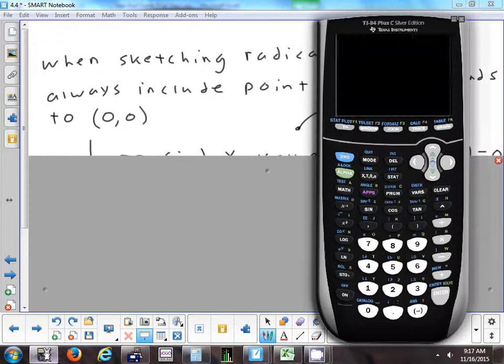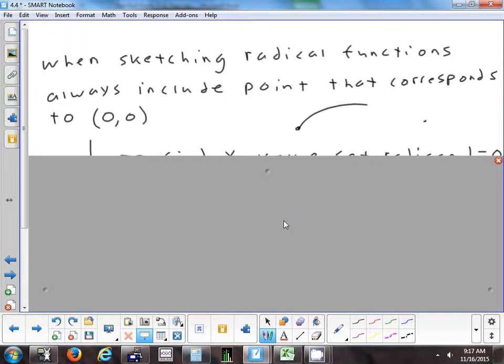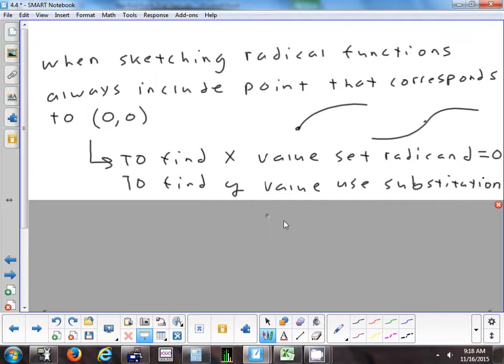Remember what an odd function looked like. 0, 0 is kind of the center, and it goes out in each direction from there. So either way, you want to find this point, whether it's your start point for an even function or your center point for an odd function. And that's how you find it. To get the x value of the coordinate, just set what's under the radicand equal to 0 and solve. To get the y value, once you have the x value, plug it in, and you'll get the y value.